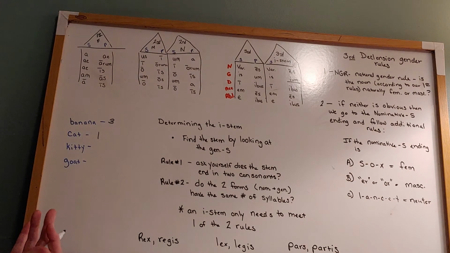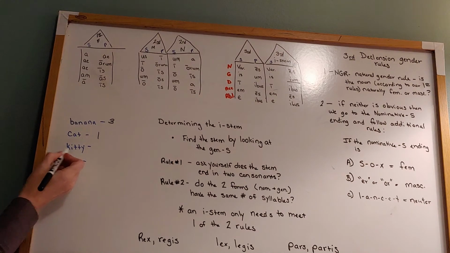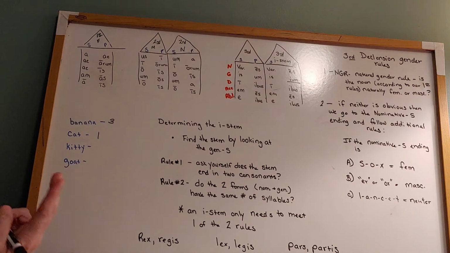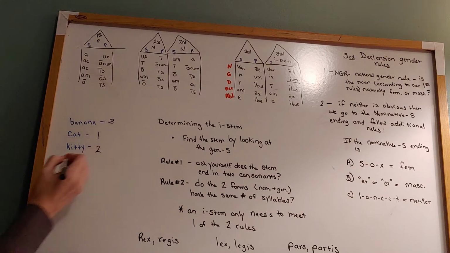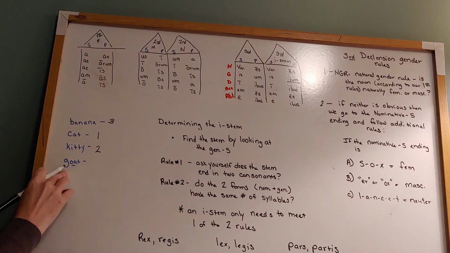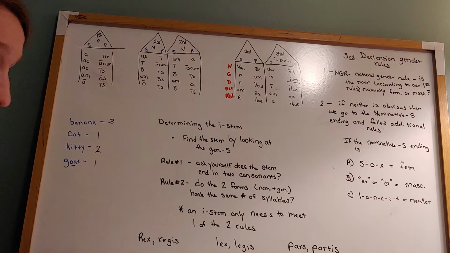Kitty, now we only see 1 vowel, but we hear 2 vowel sounds. Sometimes Y can sound like a vowel. So we're going to count that as 2 syllables because we hear 2 vowel sounds. Here we see 2 vowels, but we only hear 1 vowel sound, so goat is 1 syllable. There can only be 1 vowel sound per syllable.